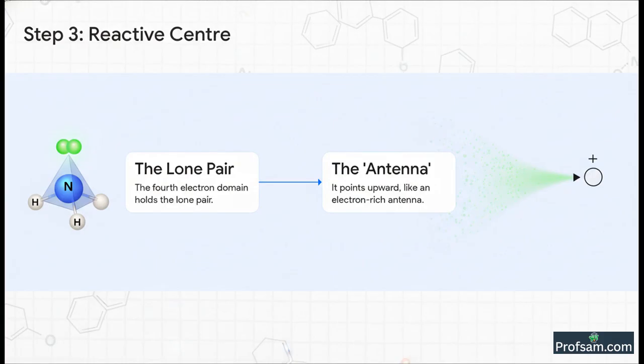Now, step 3 is the most interesting part. Wait a minute. sp3 means 4 electron domains, but we have only used 3 for the bonds. So where is the 4th one? Ah, that is our hero. It is not a bond. It is the lone pair of electrons sitting right at the top of the pyramid, pointing upwards like a small antenna. This is our reactive center.